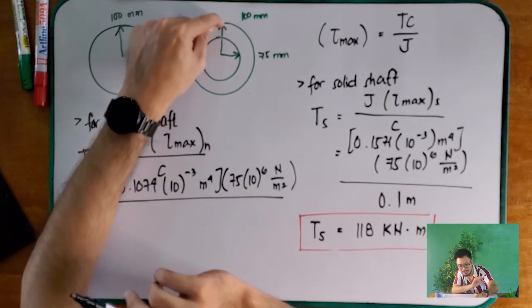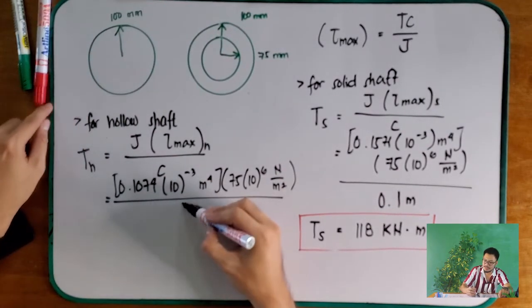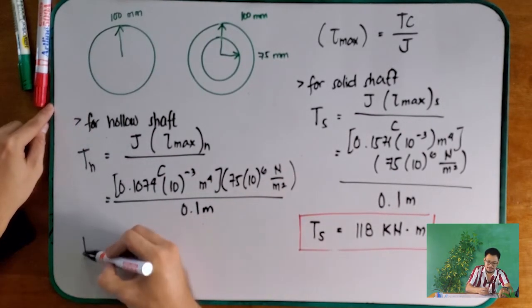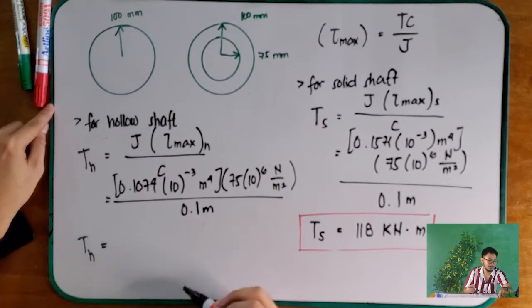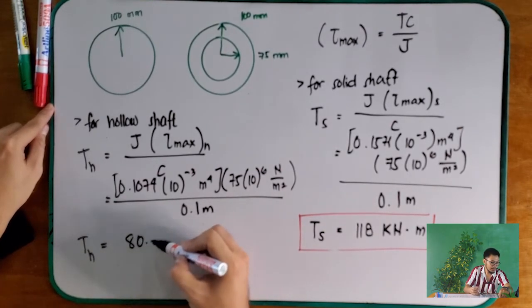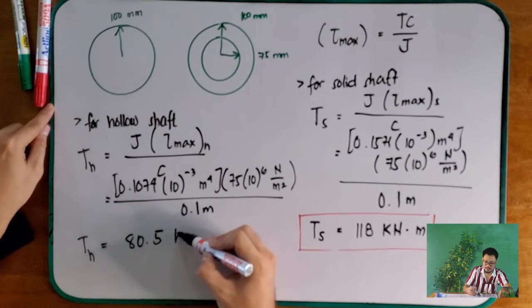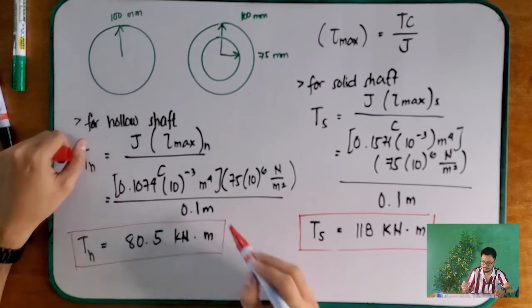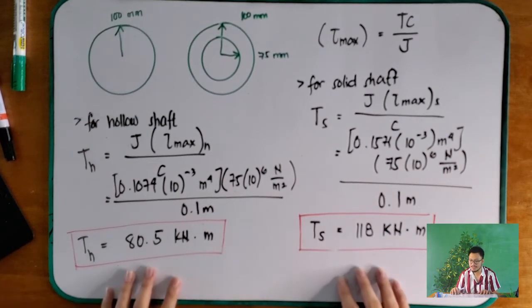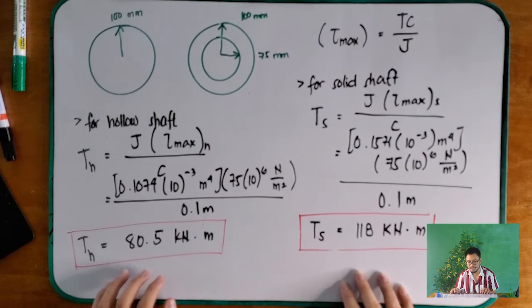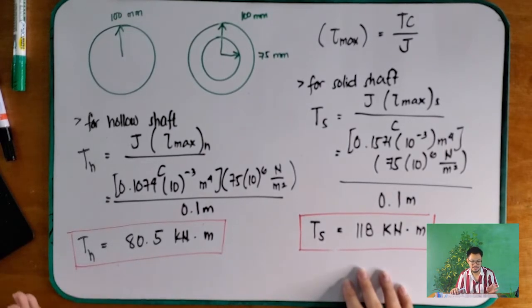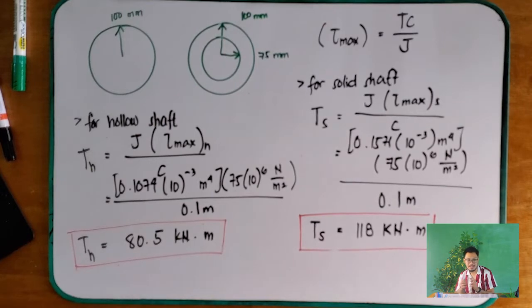Pero dire man ta sa pinakagawas sa 100 gyapon, 0.1 meters. So therefore, your maximum torque is 80.5 kilonewton meter. Okay. So these are your answers. So as you can see, your solid shaft can handle greater torque compared sa imong hollow shaft, which is very obvious kay mas dakog area na cover sa imong solid shaft compared sa imong hollow.